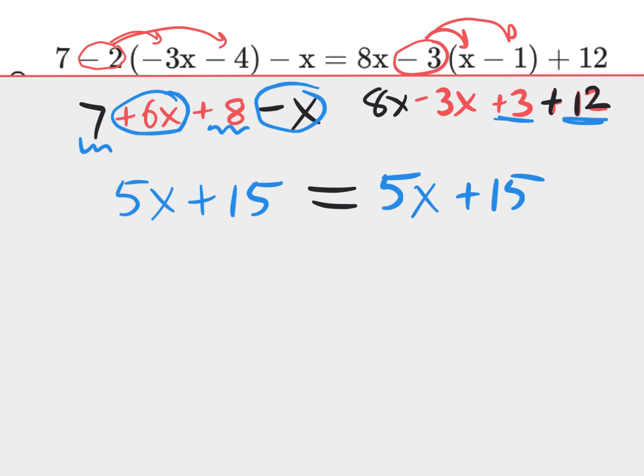So as you could see, we have the left side being identical to the right side. So you already know that there's an infinite amount of answers. You could say x equals all real numbers. You could say infinitely many solutions or infinitely many answers.